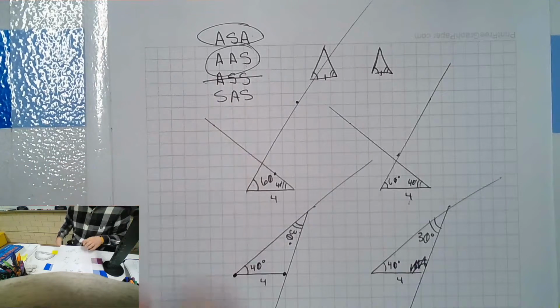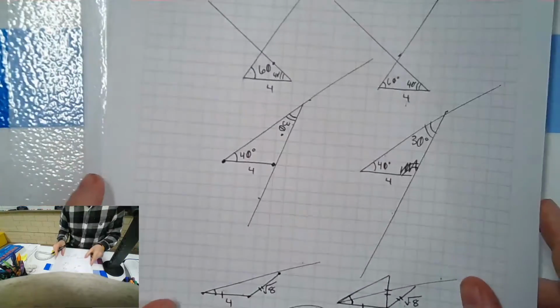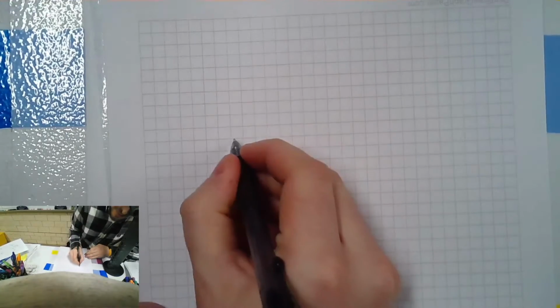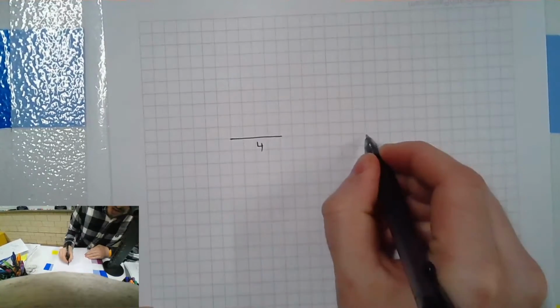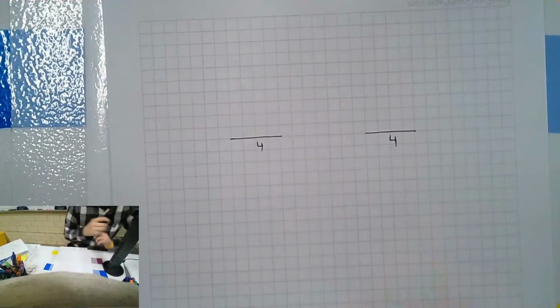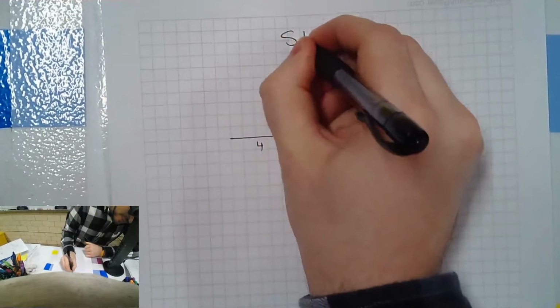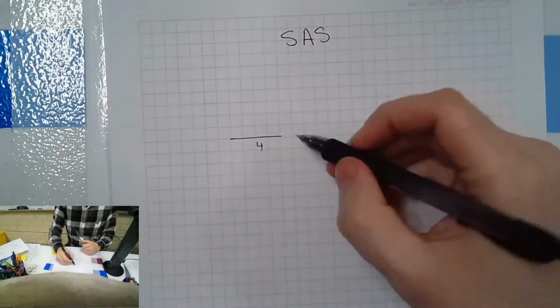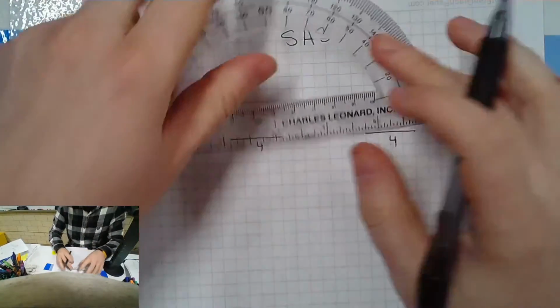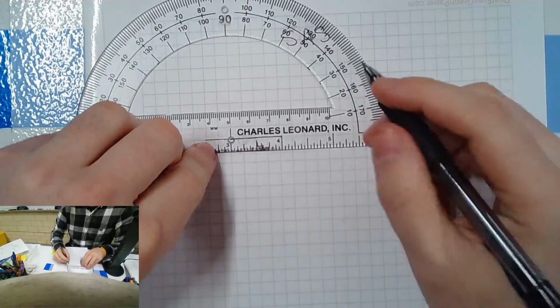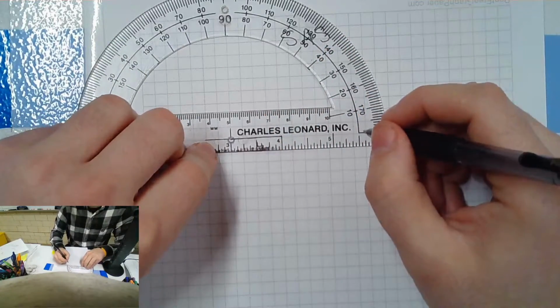SAS, let's test that one. Side, angle, side. So, here's the side of 4. Again, I'm just choosing 4 as an arbitrary number. They just have to match. And then we want to test side, angle, side. So we need angle and then another side. So what angle do you want me to make? Make it acute in a multiple of 10. Taylor, go! 30. Good job, Taylor.